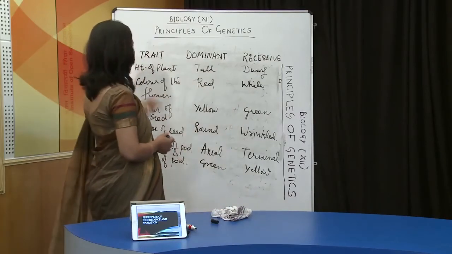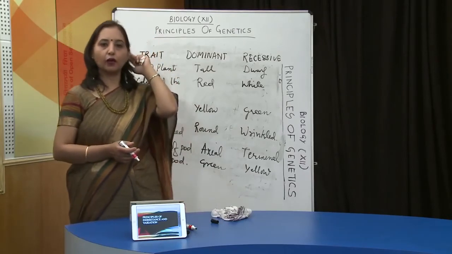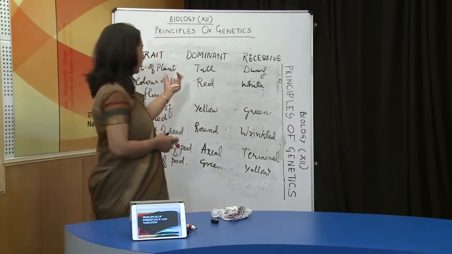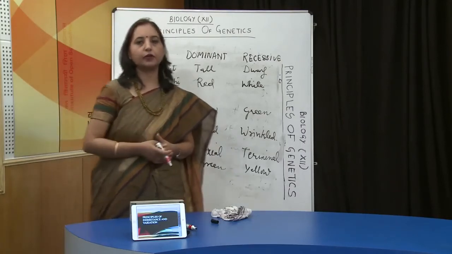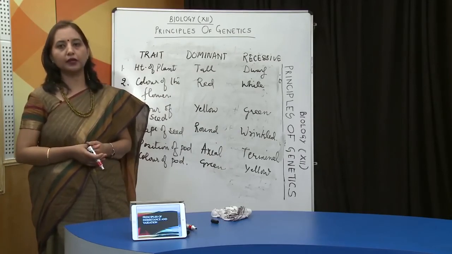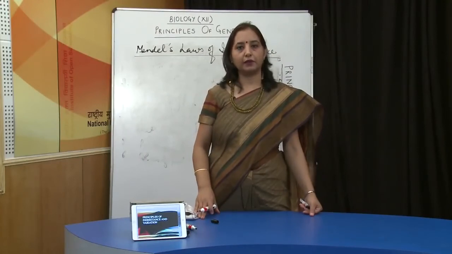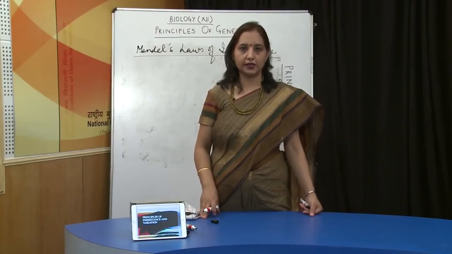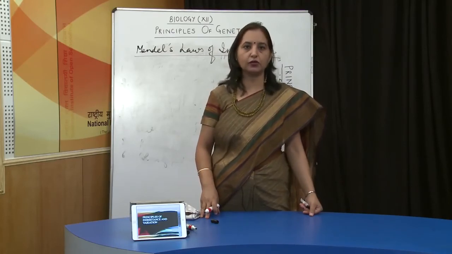So these were the traits that were studied by Mendel for his experiments, and out of these some were dominating. Dominating means the ones which appeared in the first generation, and some were recessive, the ones which did not appear in the first generation. After making all the studies, Mendel finally gave 3 laws of inheritance, which are today known as Mendel's laws of inheritance. We'll talk about these laws one by one.